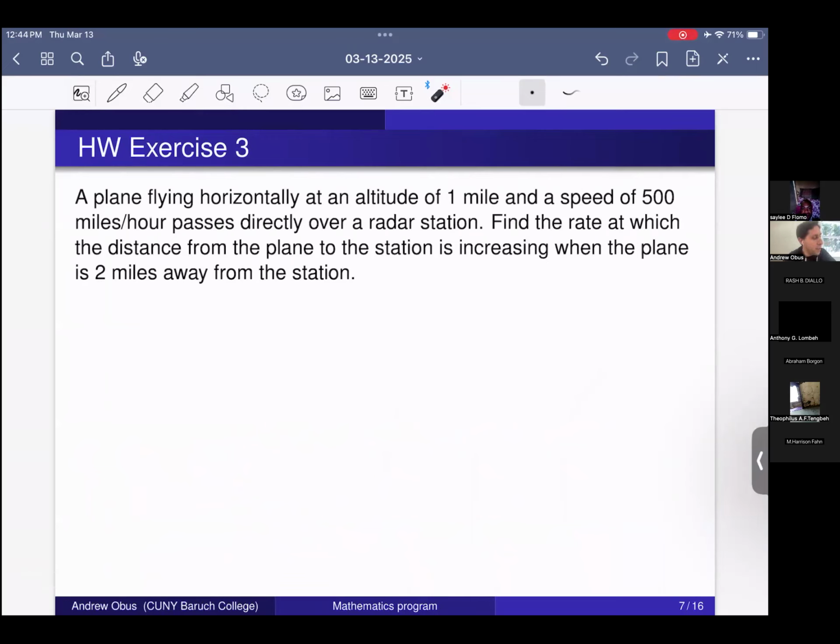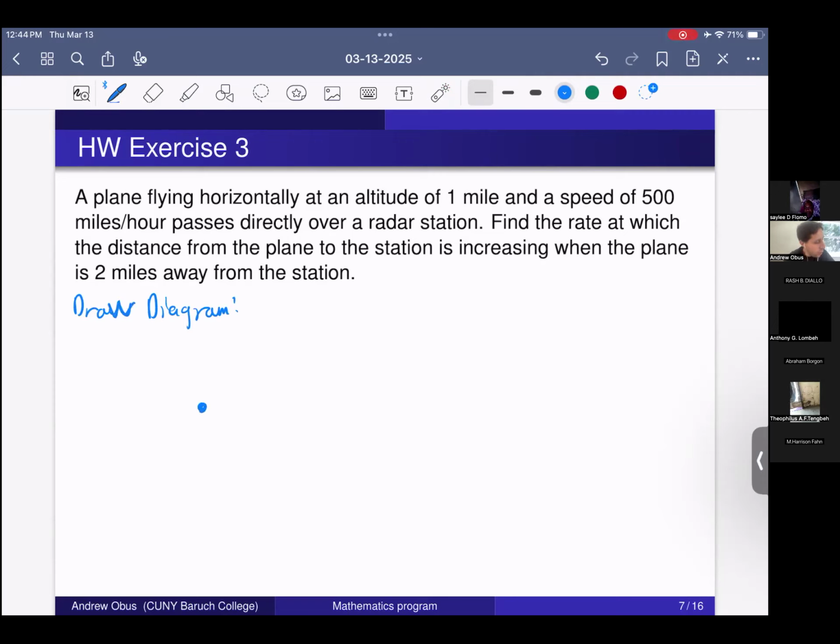So here a plane is flying horizontally at an altitude of 1 mile and a speed of 500 miles per hour, and it passes directly over a radar station. So find the rate at which the distance from the plane to the station is increasing when the plane is 2 miles away from the station. So of course, to even start this problem, we have to draw a diagram.